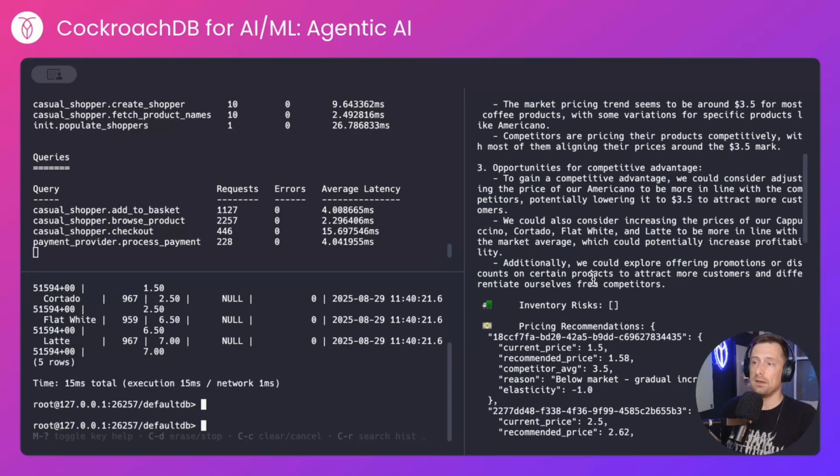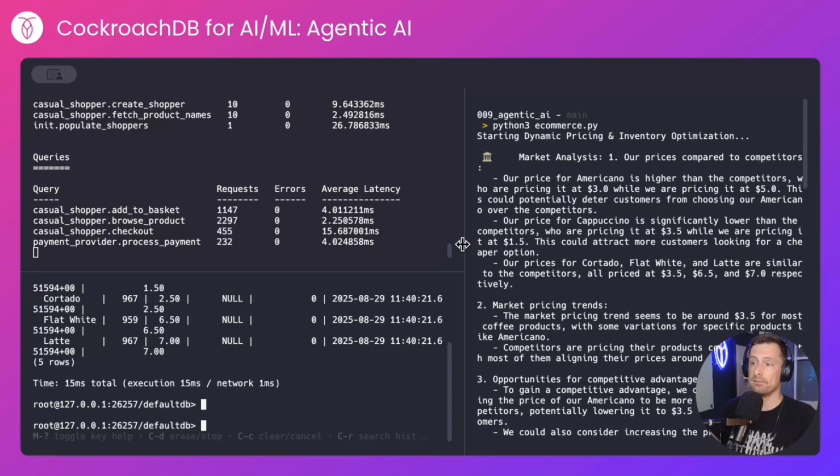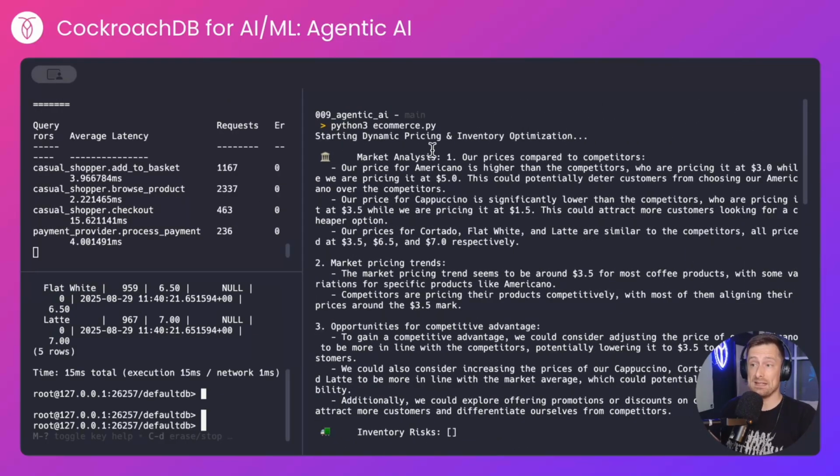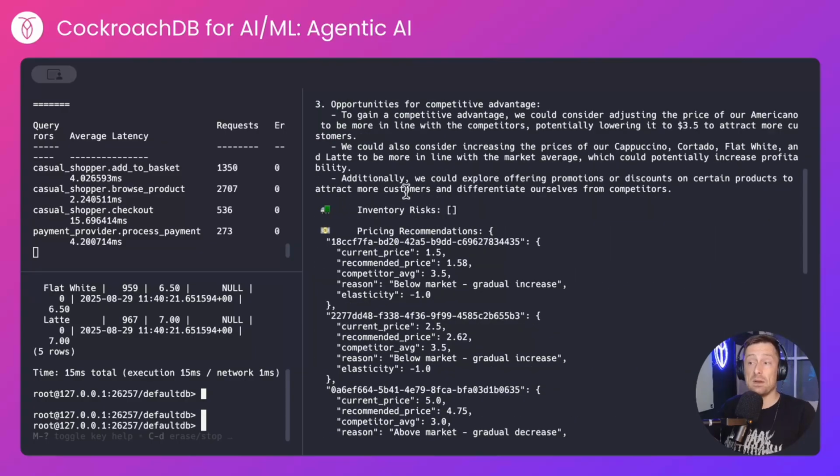So that's finished now, and all of the agents would have been called. We performed our market analysis, and it recognized that the price of our Americanos is higher than the competitors, who are pricing it at around $3 versus our $5. And it also noticed that the price of our cappuccinos is significantly lower than our competitors. Currently, we don't have any inventory risks because we've set a high stock level for each of the products, but we have created some price recommendations.